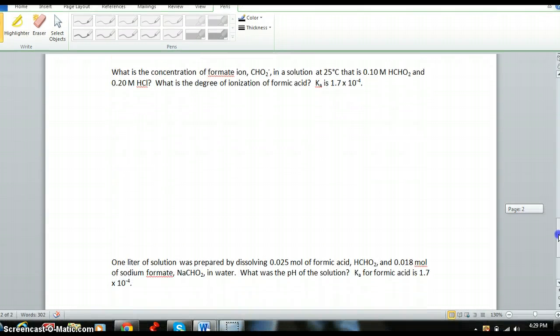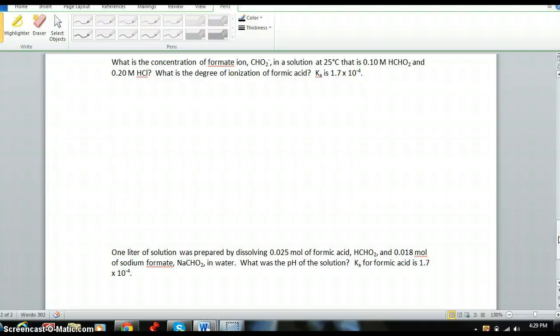It says, what is the concentration of formate ion in a solution that is 0.1 molar formic acid and 0.20 molar HCl? And it gives you Ka. So I know that I have formic acid, the HCHO2. I know it's an acid because it starts with H. So I'm going to take the general form of the acid equation to start this. And I'm going to go with an ICE chart.